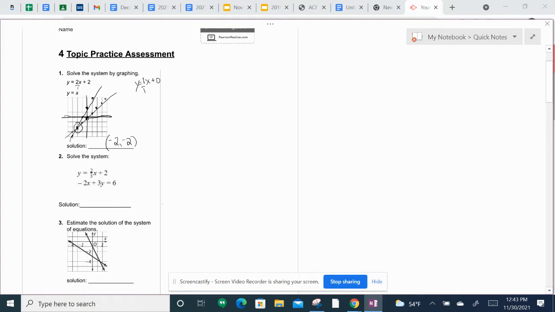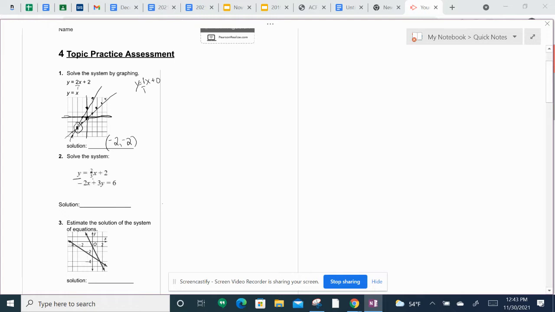Substitution would be a great way to do this one as well, and so you don't have to use graphing. Number 2, again, just says solve the system. By looking at this one, it's not really set up for graphing. One of them is, but not both equations. And so I think I'm going to use substitution.